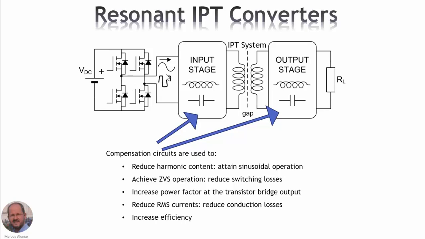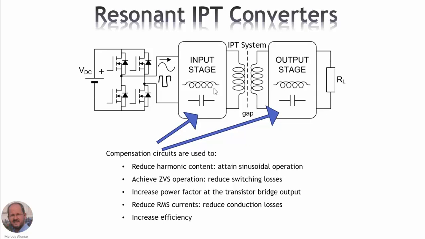The bridge is going to generate a square waveform at the output, and then this waveform is applied to our IPT system. In order to make the operation resonant, like a resonant converter, we are going to add an input stage or even an output stage that are going to incorporate passive elements such as capacitors or even inductors.